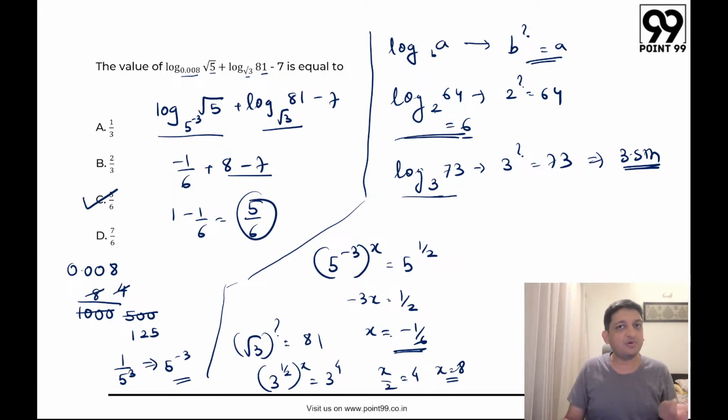So log of 64 to the base 2, what was it? 2 raised to what is 64? 2 raised to 6 is 64. So the value of this expression becomes 6.